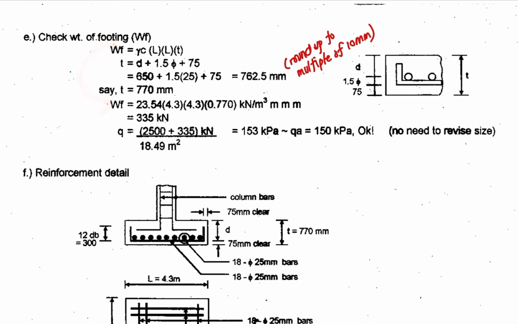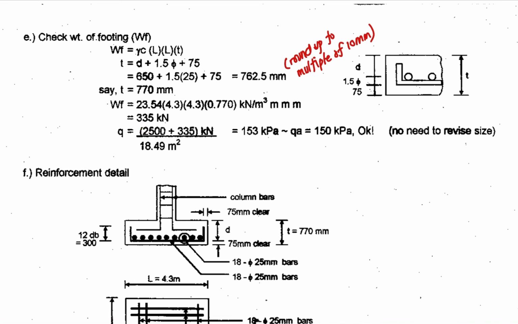Okay, so solve for the weight of the foundation, which is 23.54 times 4.3 times 4.3, and then the thickness is 0.77. So therefore, you have your actual weight of your footing, which is 335.